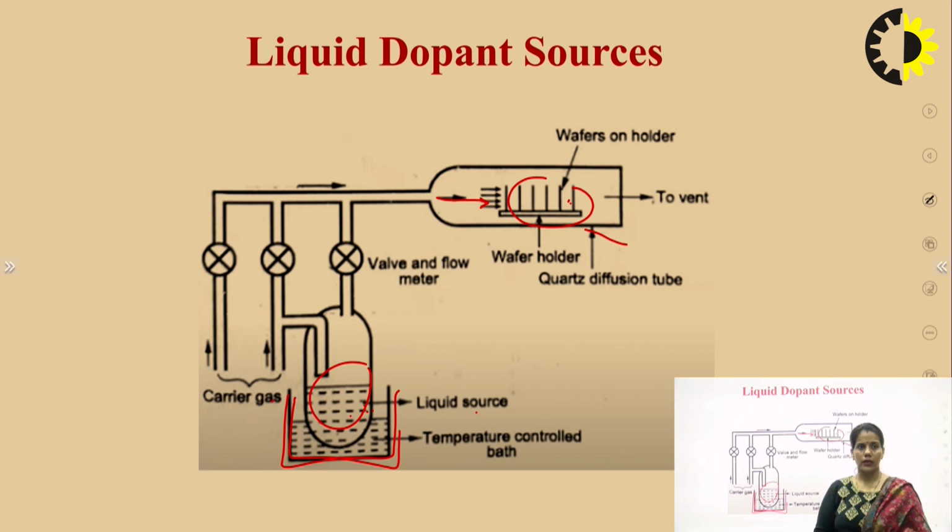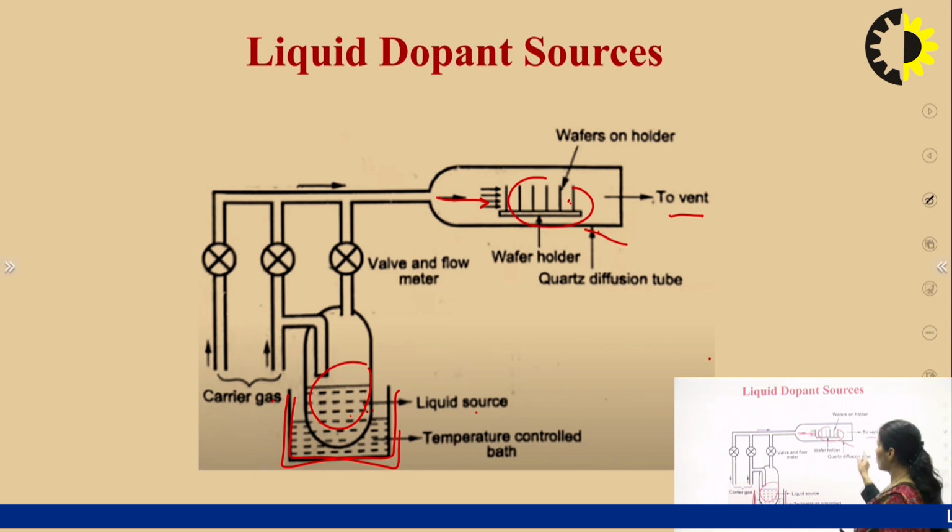The role of the carrier gas is to carry the vapors of the liquid dopant source towards the wafers, where the vapors are deposited on the wafers, and later on they are solidified by placing the wafer holder in the region where the temperature is low enough to solidify the vapors of dopant sources. Again, we can see there is the vent to suction out the exhaust gases. These are the wafer holder to carry the wafers vertically. This is the quartz furnace.